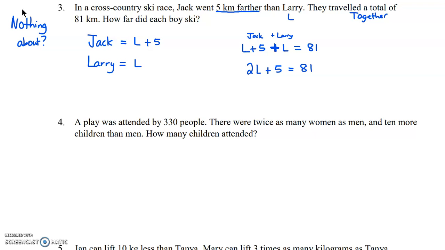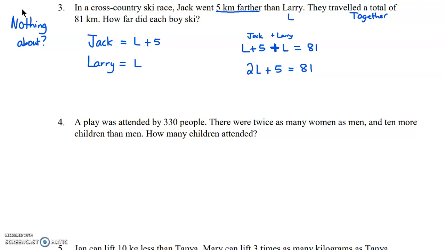Now, I don't know about you, but I feel a bit weird using a capital L. I really prefer to use a small l for a variable, so you can do what you like. You could also use x. But we're going to solve regardless. So 2L plus 5 is equal to 81.